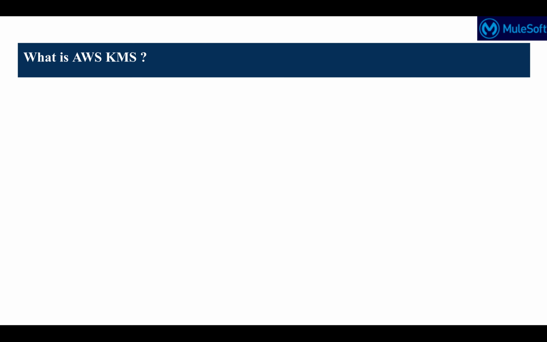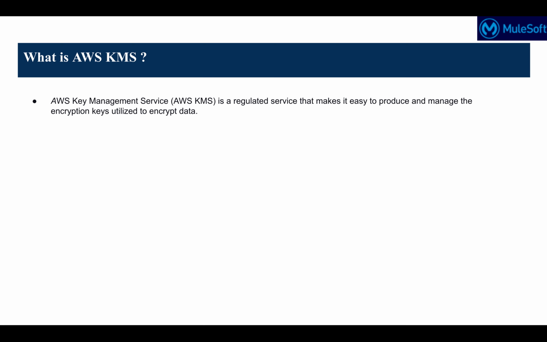That data is encrypted with a server-side key, or any key that helps to encrypt and decrypt data, so the data cannot be viewed directly by any user while it is kept on the server. AWS Key Management Service is a regulated service that makes it easy to produce and manage the encryption keys used to encrypt data. The keys we create in AWS KMS are managed by AWS KMS itself, with no need for any external tool.